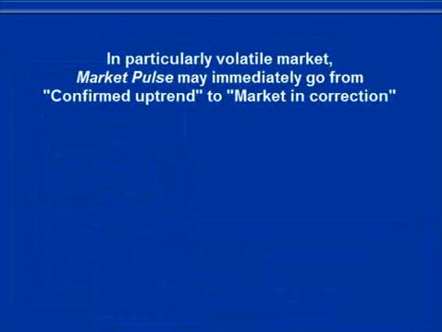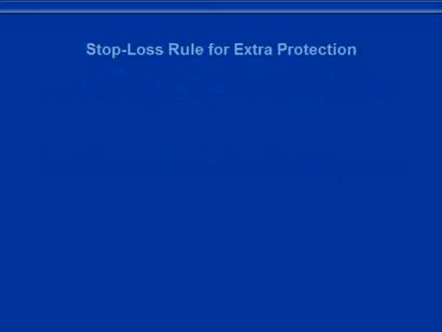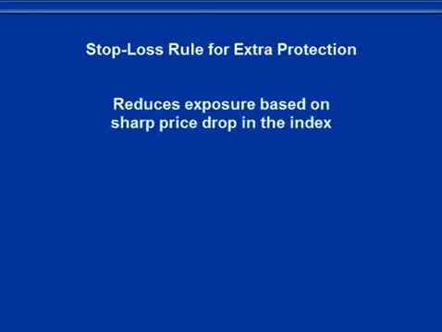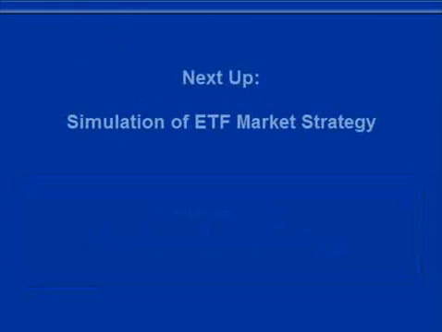Now, in a particularly volatile market, the outlook in the market pulse may immediately go from confirmed uptrend to market in correction. In that case, simply cut your holdings to 0%. And for extra protection, again, in particularly volatile markets, you can also use a stop-loss rule that reduces your exposure based on a sharp price drop in the index. For details on that, visit investors.com/ETF strategy.